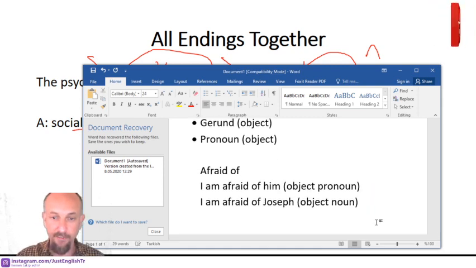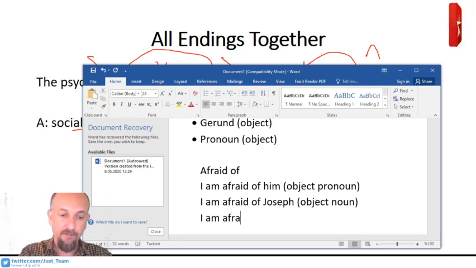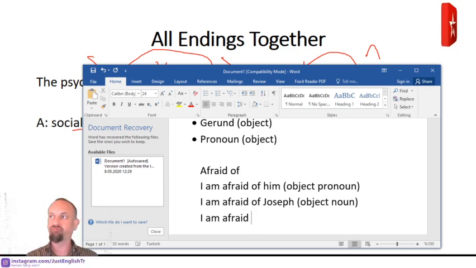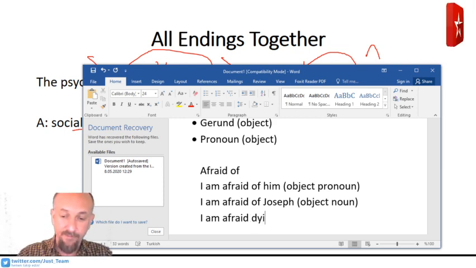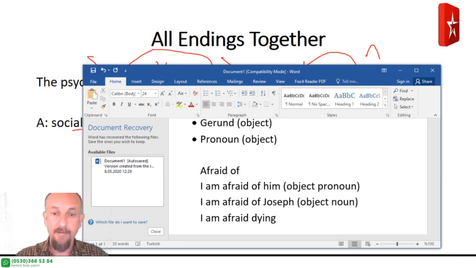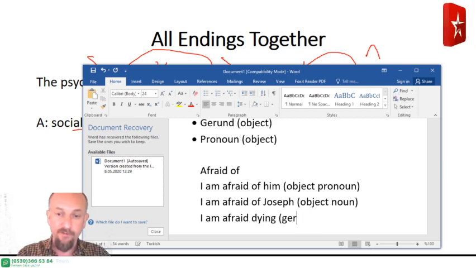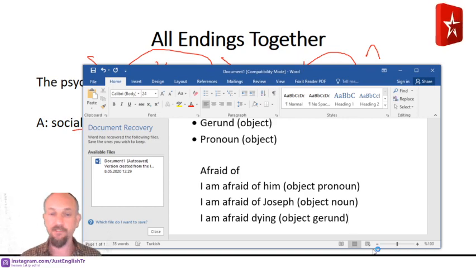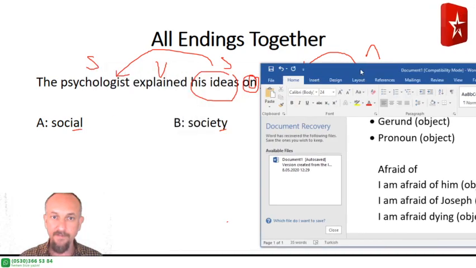If we move down here and we use a gerund form, I am afraid of... What am I afraid of? Dying, that's a classic. Everyone's afraid of dying. I'm afraid of dying. And here, we're using a gerund form. It's an object gerund.